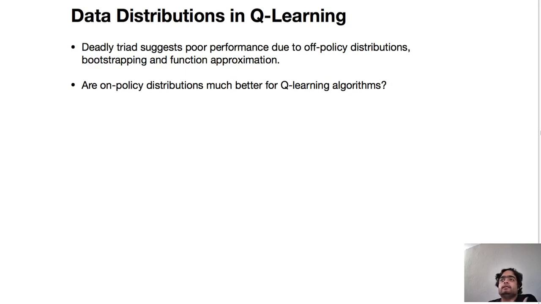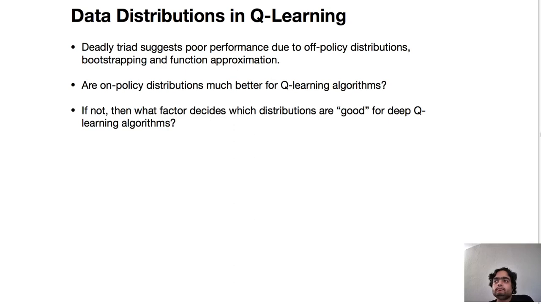In particular, we see that the deadly triad is avoided if we use on-policy data distributions because then it does not satisfy one of the conditions here. But are they really much better for Q-learning algorithms? If they are, then it's a good thing. We should always use on-policy distributions. If not, then what are the factors that decide which data distributions are actually good for deep Q-learning algorithms? So these are some questions that we'll answer in this module.